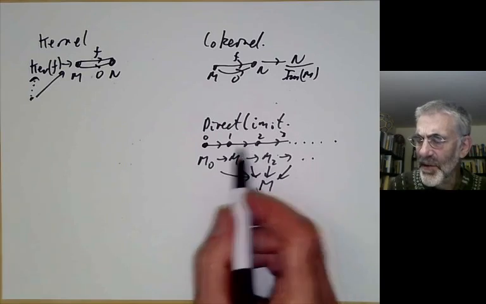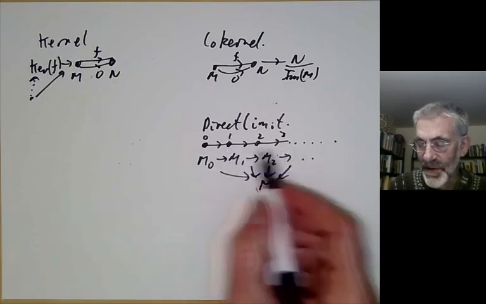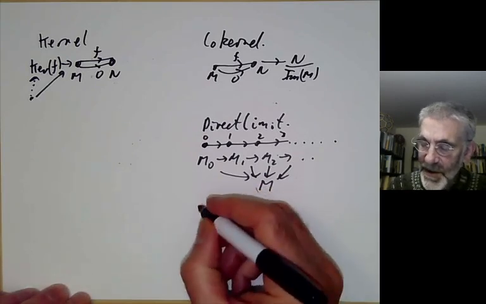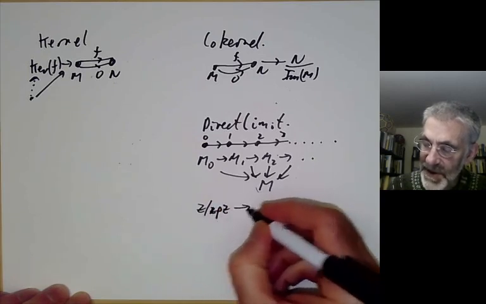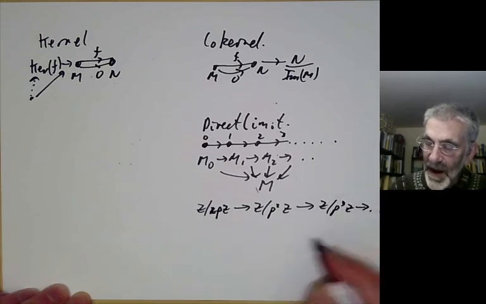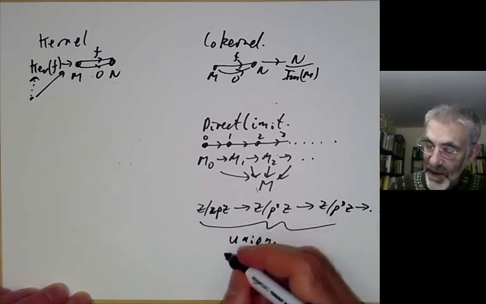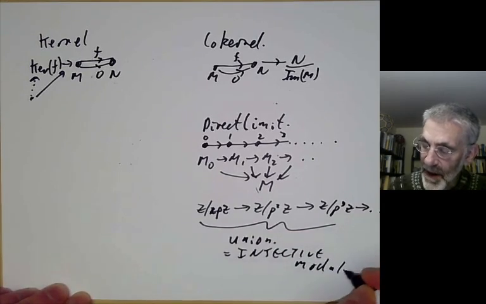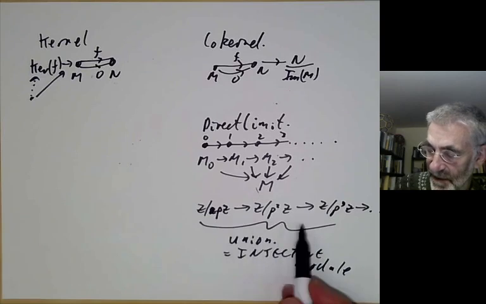In general, these maps need not be injective, and m will be slightly more complicated because you may need to take a quotient of the union. But the direct limit isn't too far from being a union. So we had an example of this in the previous lecture, where we take Z over pZ maps to Z over p squared Z maps to Z over p cubed Z, and so on. And we saw that the direct limit of this, which is essentially just a union, was an example of an injective module, was the injective envelope of Z modulo pZ, in fact.